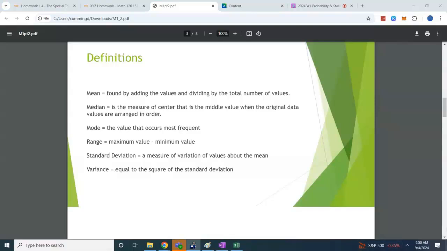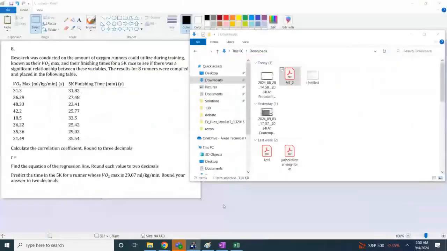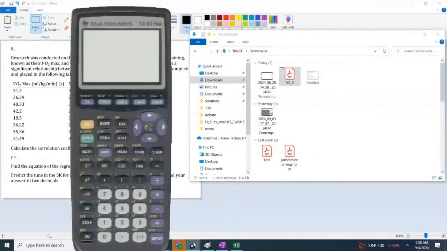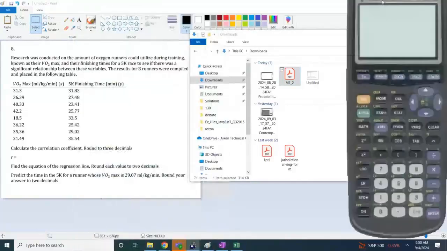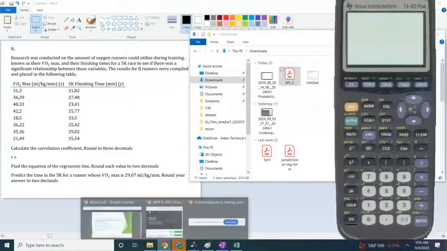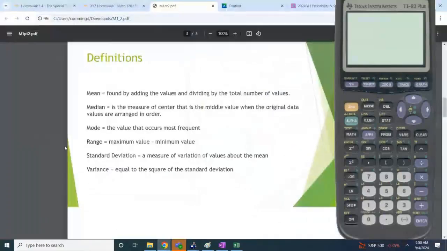And where is my calculator? Okay. All right, just bringing my calculator up. So the range is not a calculator function. The standard deviation and the variance, they're calculator functions.